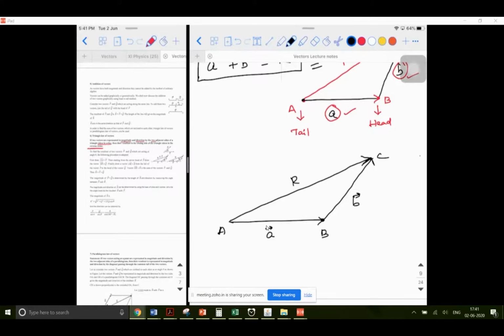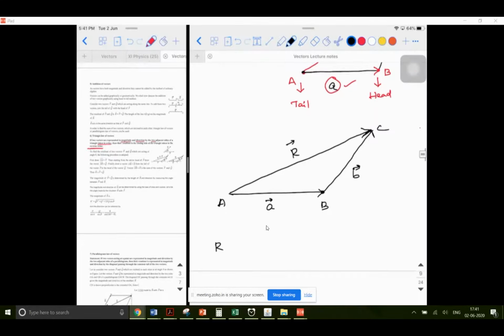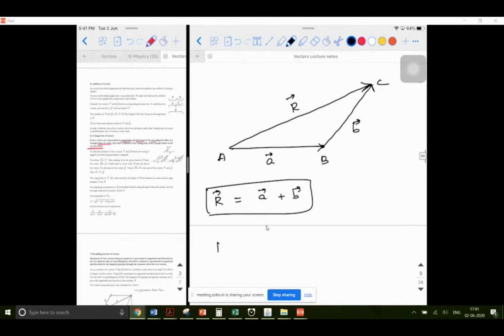So if I name this vector as R vector, then R vector is equal to A vector plus B vector. This is the mathematical expression for triangle of vectors. But R is equal to A plus B, this is wrong. The reason is you're trying to say that the sum of two sides of a triangle is exactly equal to the third side. Not possible. It should be greater than or equal to the third side if you study the properties of a triangle.